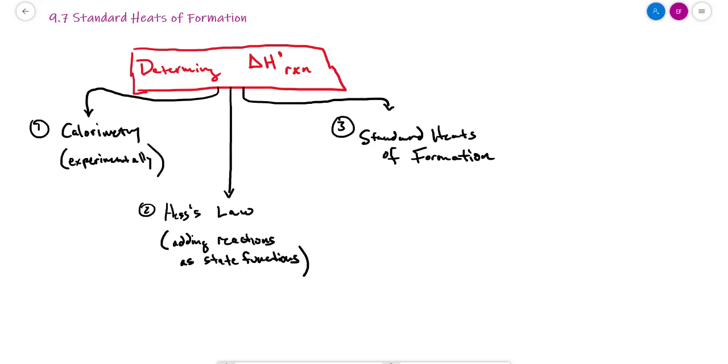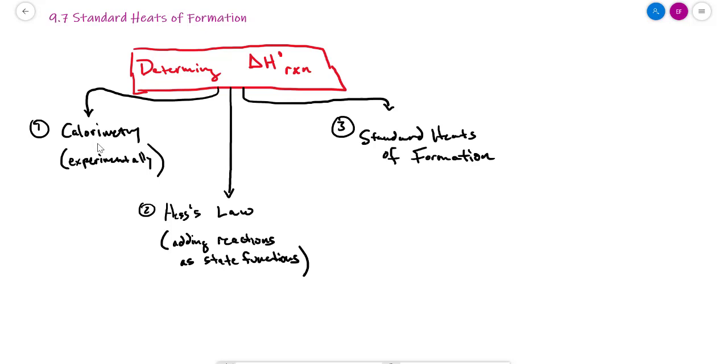All right, so we talked about two different ways so far to determine the enthalpy change for a reaction, this delta H reaction. We said we could do it experimentally. That's where we started the chapter. So that was using this idea of calorimetry.